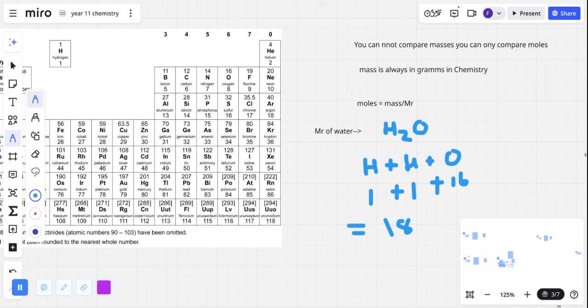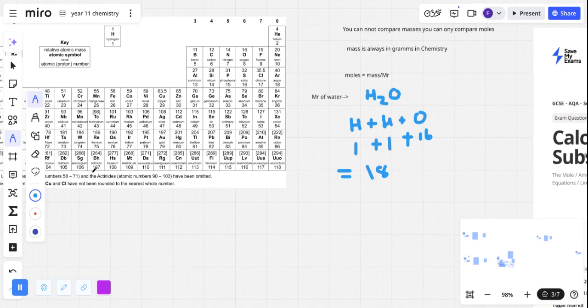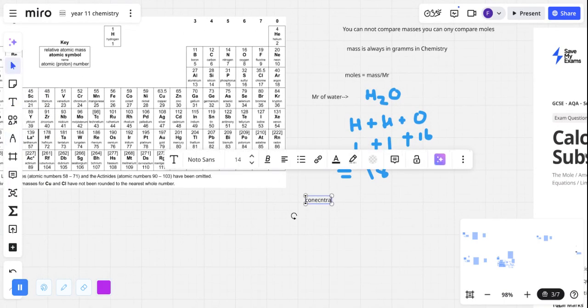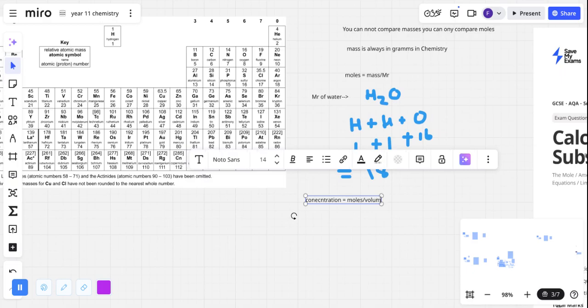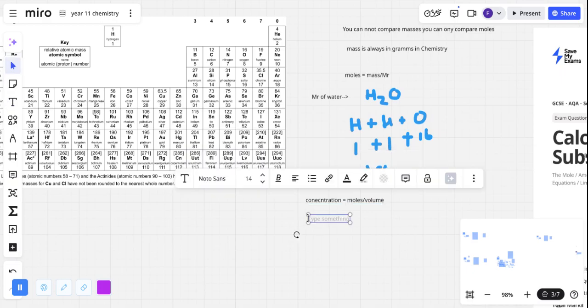Okay, the other thing I'm going to add to it is still working on moles. The really important formula here is concentration is equal to number of moles divided by volume. Now, in chemistry, when it comes to calculating volume, your volume must always be in dm cubed.